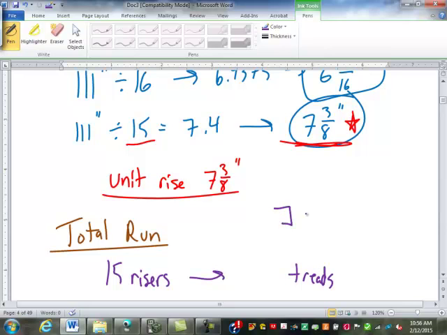Well, you have a stairway. If you look here, we have 1, 2, 3 treads, but we have 1, 2, 3, 4 risers. Because you have a riser at the top and a riser at the bottom, you always have one more rise than you do runs, one more riser than you do treads. So 15 risers only requires 14 treads.